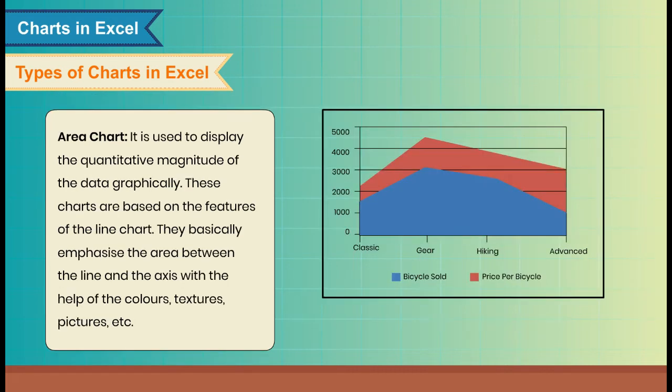Area chart. It is used to display the quantitative magnitude of the data graphically. These charts are based on the features of the line chart. They basically emphasize the area between the line and the axis with the help of colors, textures, pictures, etc.